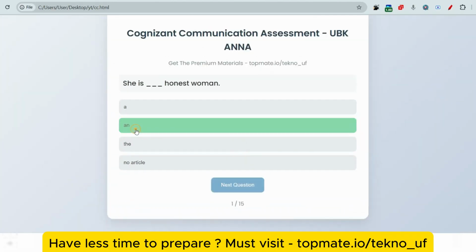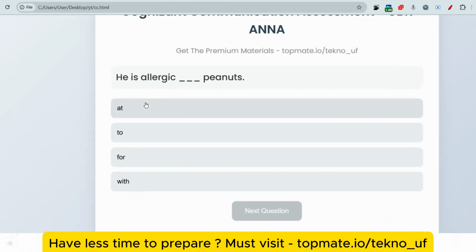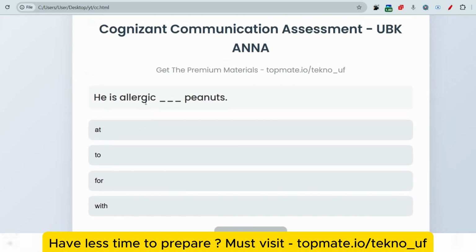So the correct answer will be an. Okay, so next: he is allergic dash peanuts, at, to, for, with.